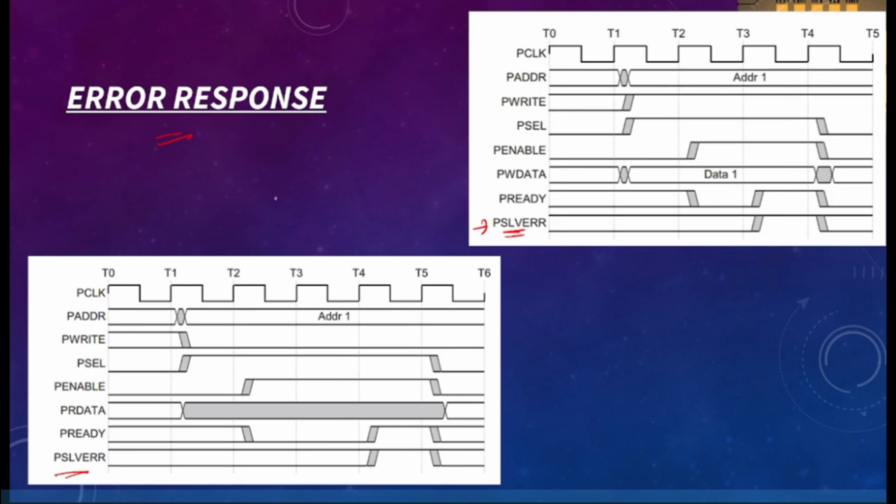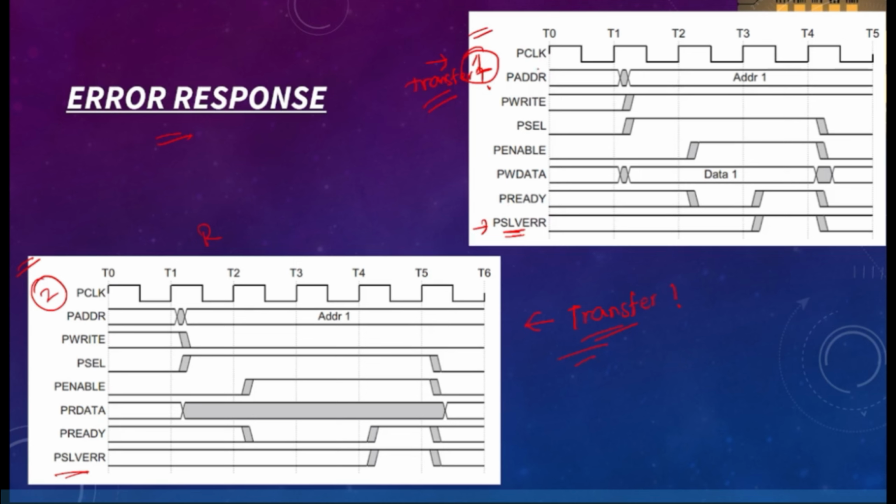Now for the slave error also, there are two kinds of transfers here. If you see, what is this particular timing diagram and what is this particular diagram? Just ping me in the comment box. Consider this as my first timing diagram and this as my second timing diagram, and just tell me before continuing this video which type of transfer is this and which type of transfer is the other timing diagram. Before continuing, just ping me in the comment box.